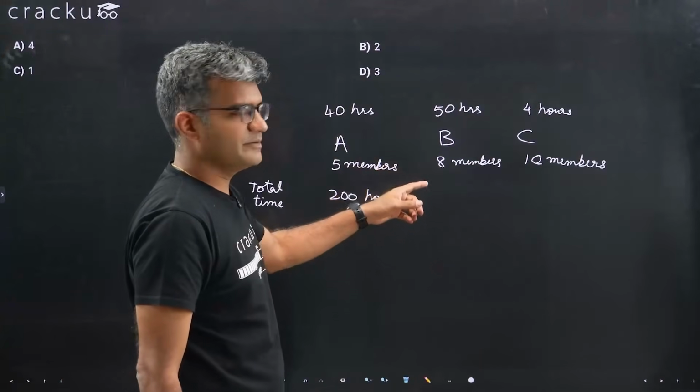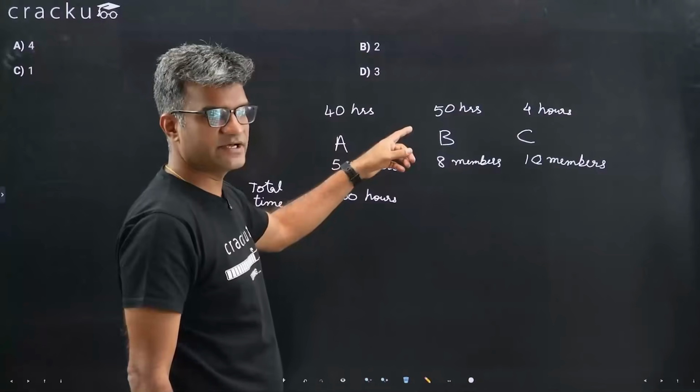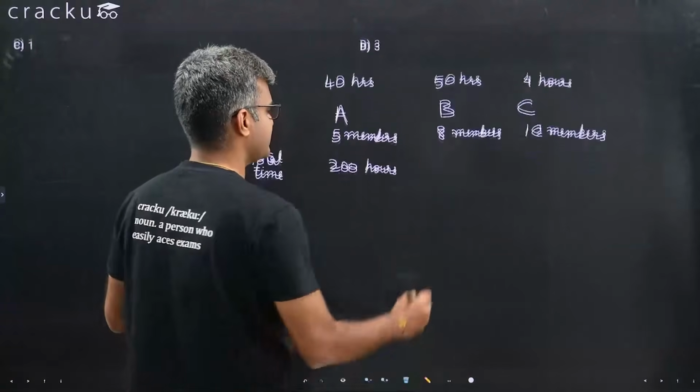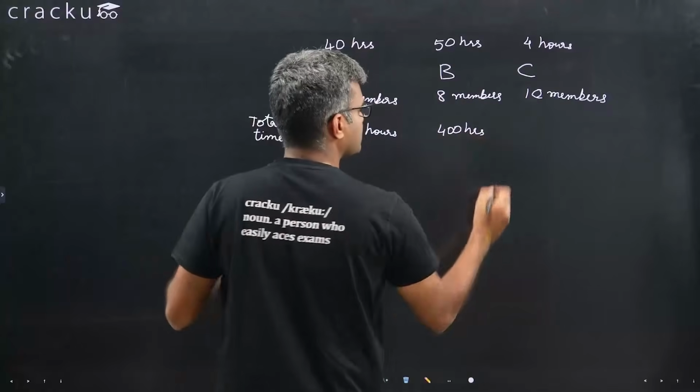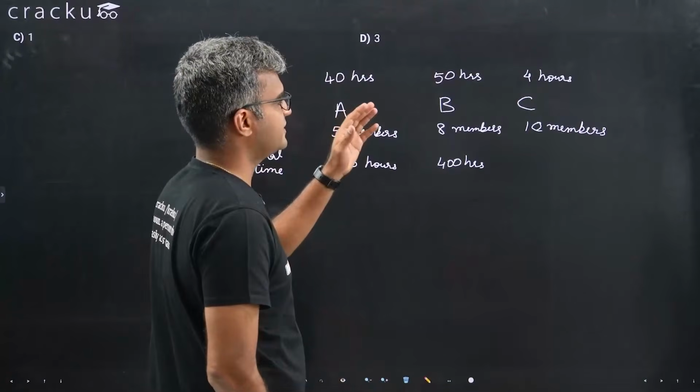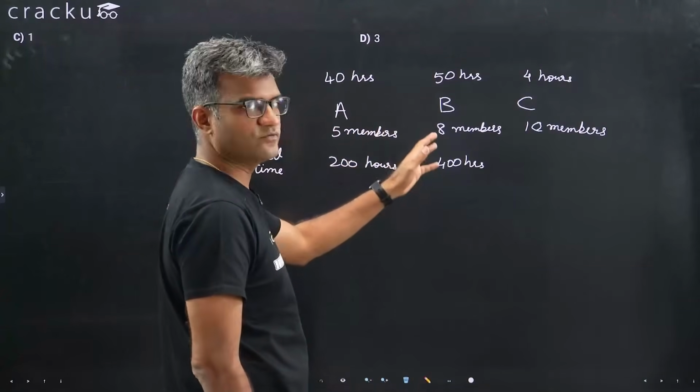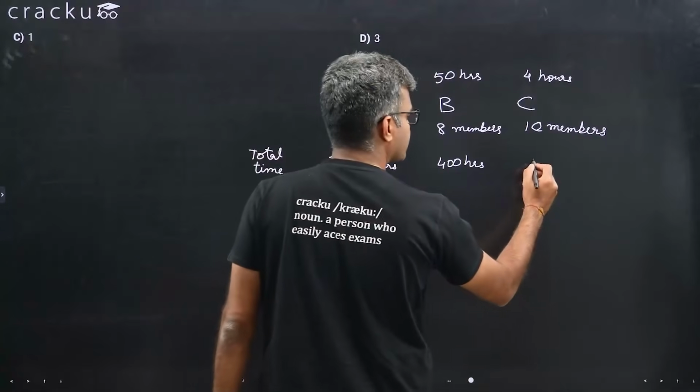B has 8 members, they have taken a total of 50 hours. So one member in team B will take 50 into 8, which is 400 hours. And in team C, we have 10 members, all of them combined took 4 hours. So each one will take 40 hours.